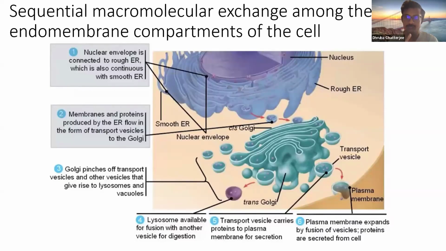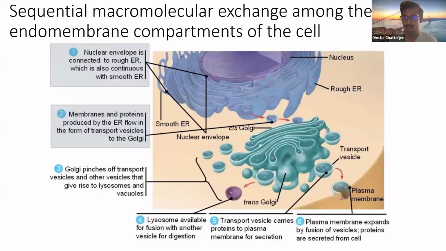If we see the entire scheme of molecular biology, your genes, that is your DNA, are present within the nucleus in the form of chromatin. Then there is transcription, and you get the mRNAs within the nucleus.